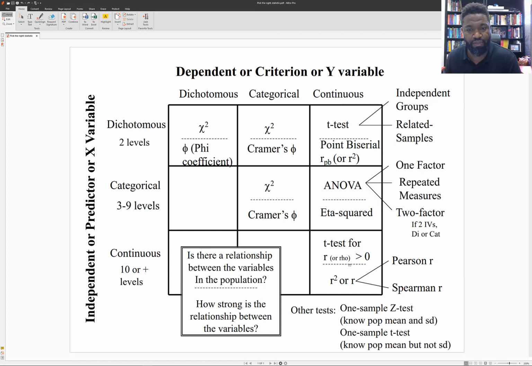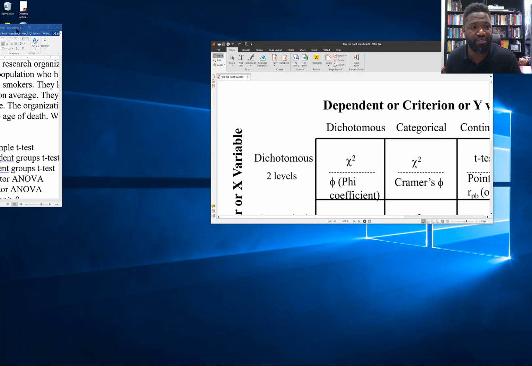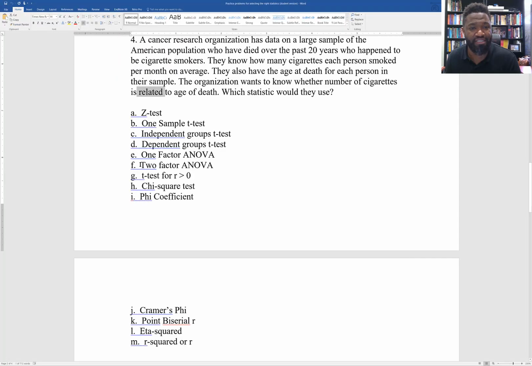And right here, we have to say, okay, well, did he want the test of statistical significance or a measure of effect size? And very clearly, I asked for the test of statistical significance. So you're going to pick the t-test for r greater than 0, right? That was the t-test that we did when we transformed the r into the t. And so in that particular case, what you would pick for this answer on the exam would be G.